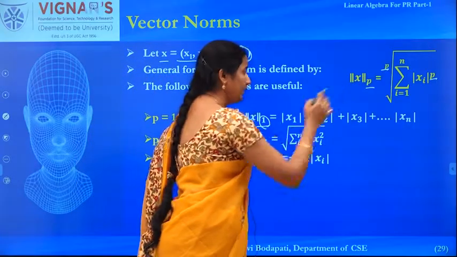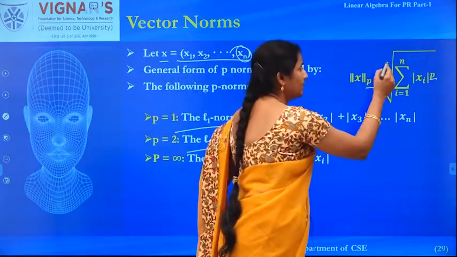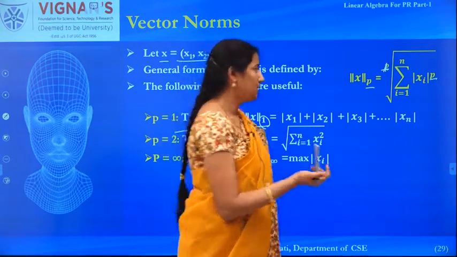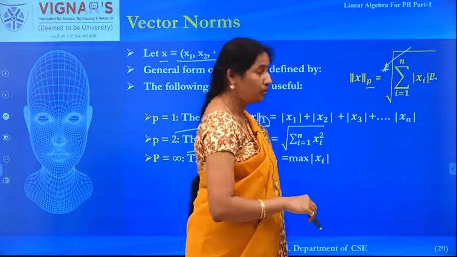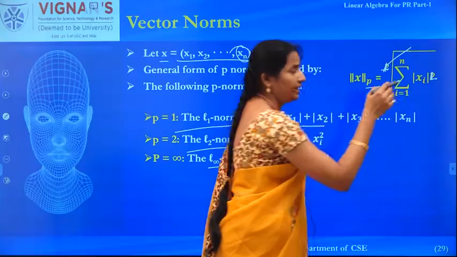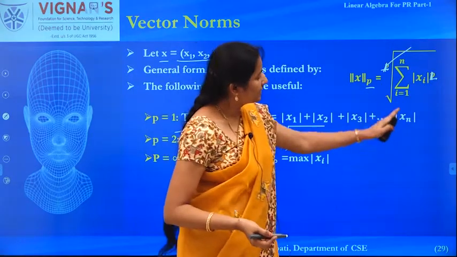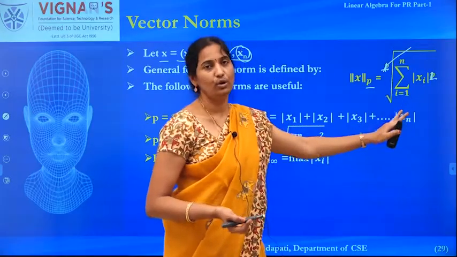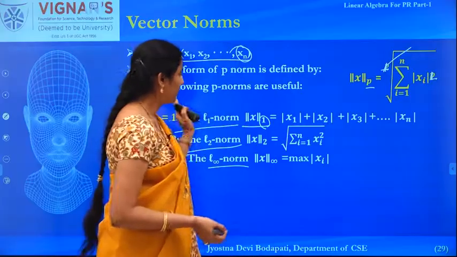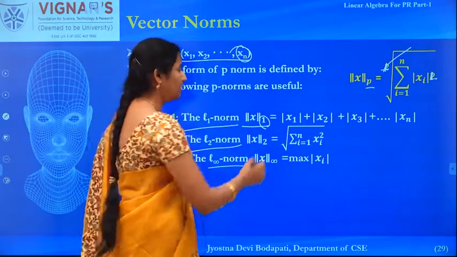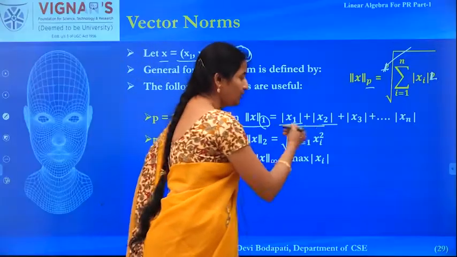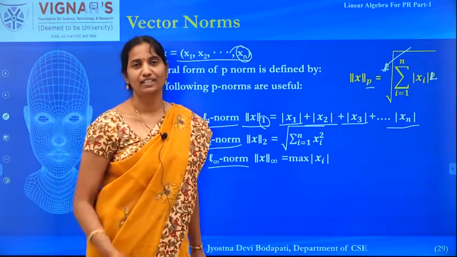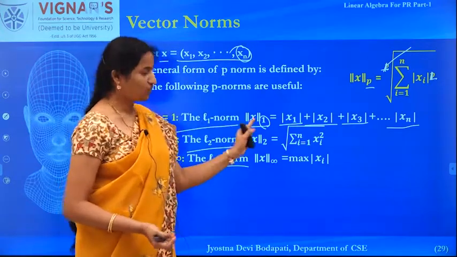So in that case your p becomes 1, so the 1st root is the same value, right? There is no need of this root, and raising to the power of 1 again results in the same value. That means in the L1 norm, you are just taking the summation of the absolute values of your original vector. The same I have defined here: the absolute value of the first element, the absolute value of the second element, the absolute value of the third element, and so on, up to the absolute value of the last element. That is how you can compute the L1 norm.